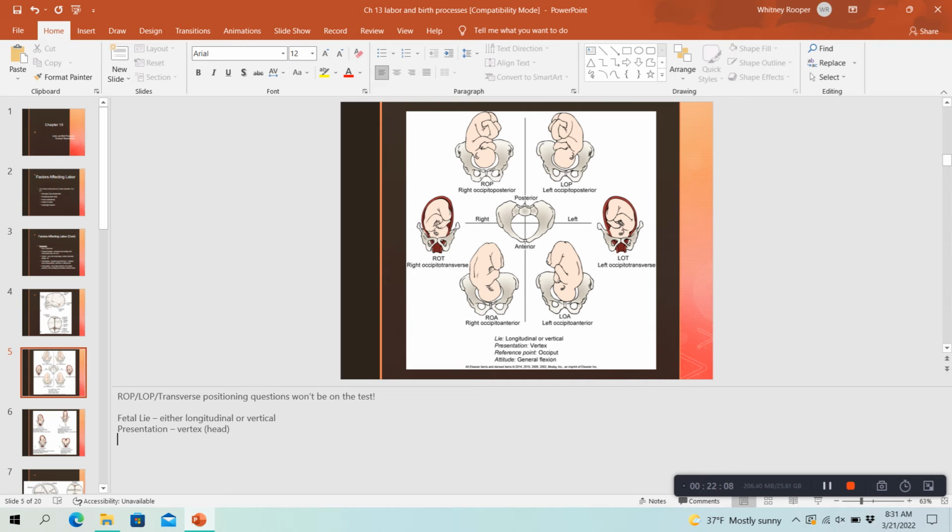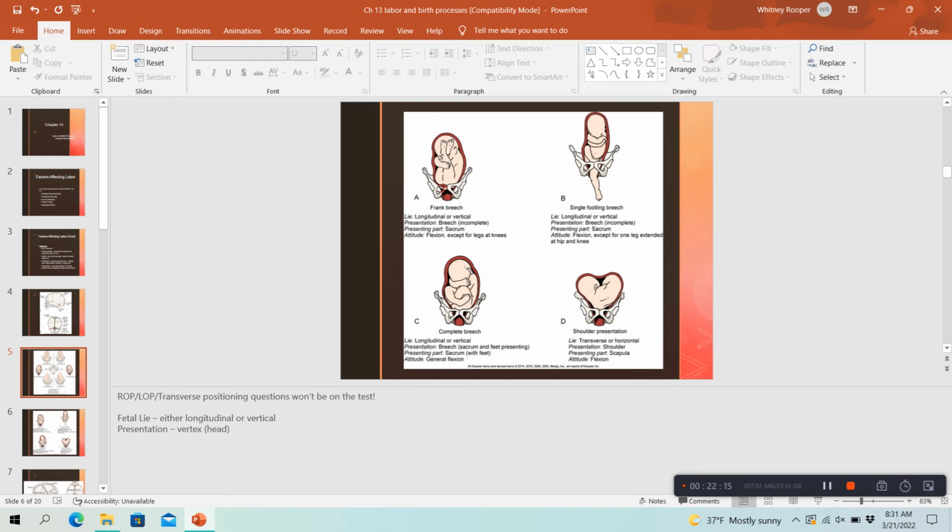Here's different kinds of breech non-vertex presentations, most of them are breech. Frank breech is this. See how the baby's feet are up by the head? That's called frank breech. Most of the time, if the baby's going to be breech, this is the breech you're going to see.